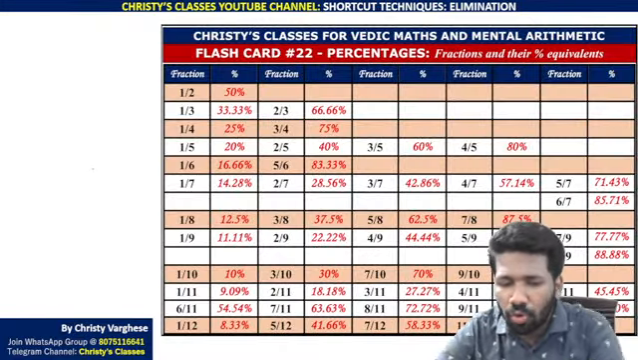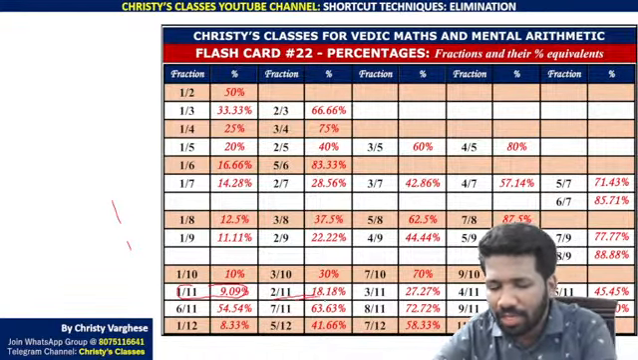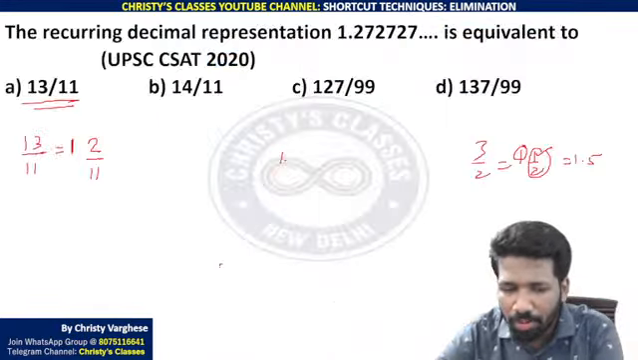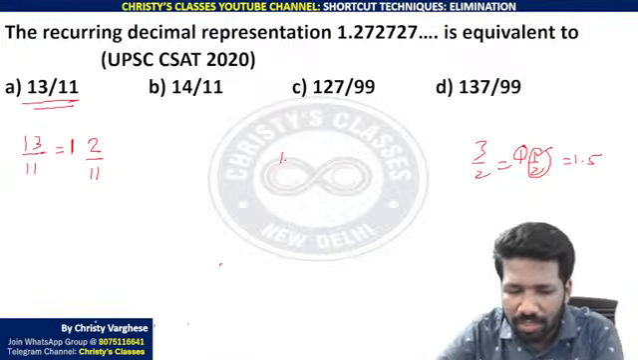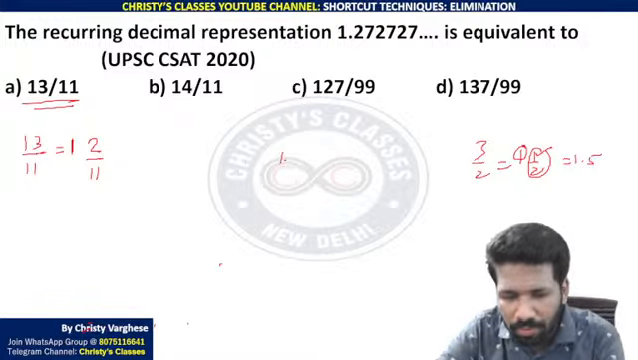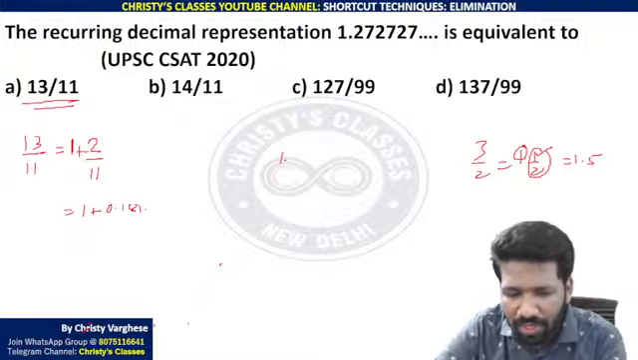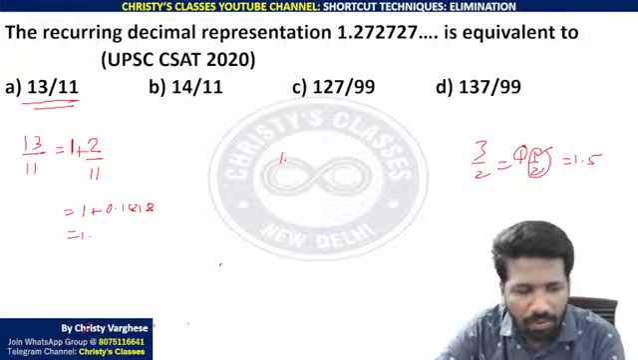Now, if you know Mendel math and Vedic maths, that will help a lot. 1 by 11 is 9.09%. So 2 by 11 is 18.18%. 2 by 11 is 18.18% means 18.18 percentage. Percentage means divided by 100. So this is 1 plus 2 by 11. That is 1 plus 0.181818. So it is 1.181818.